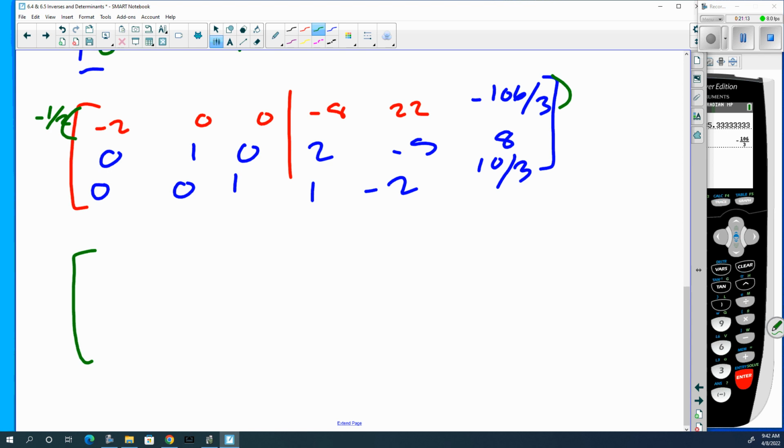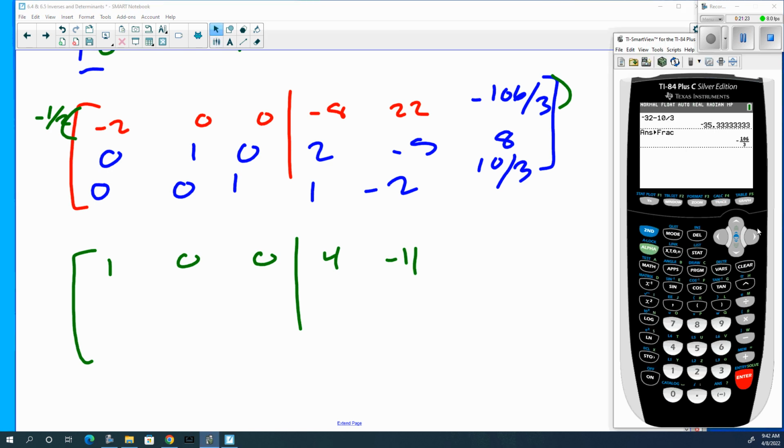So now I get 1, 0, 0. Negative 1/2 times 8 is 4. Negative 1/2 of 22 is negative 11. And then times this answer by negative 1/2.